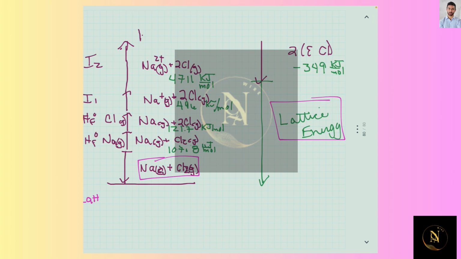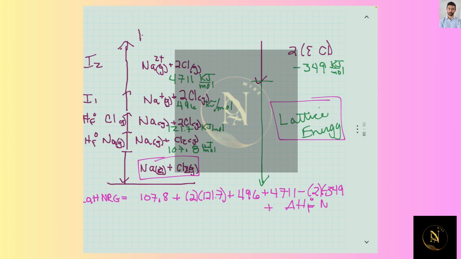So for here, our lattice energy is equal to, I'm going to leave my kilojoules per mole off so they all fit, my 108.7 plus my 2 times 121.7 plus 496, that's my first ionization energy, plus 4,711 minus 2 times 349, negative 349, plus our heat of formation for NaCl2.